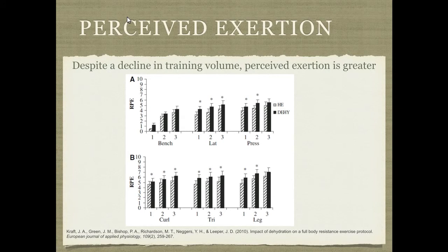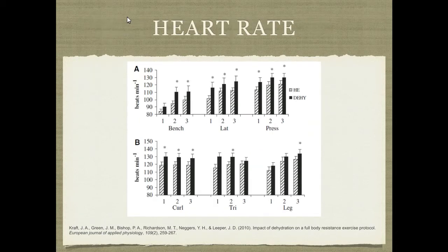Despite the fact that your volume's lower, if you look at the black group compared to the stripe group, RPE, or rate of perceived exertion, is actually higher in the dehydrated versus the hydrated. So your total work's down, but you actually perceive the work as being harder. Same thing with heart rate. The black is dehydrated, the striped is hydrated. Heart rate is higher at every time point.